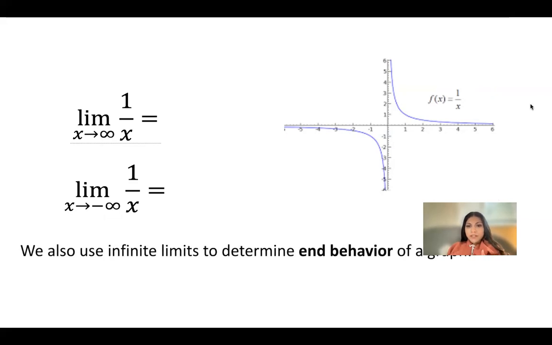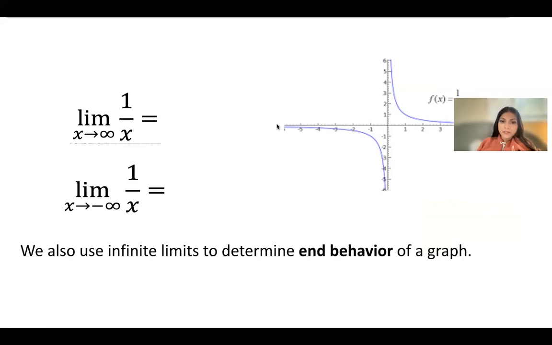And you could also do this on the left-hand side, right? So the limit as x approaches negative infinity, going towards the left on the number line on the x-axis, your y value is still also approaching 0. So for both of these, the answer would be 0.